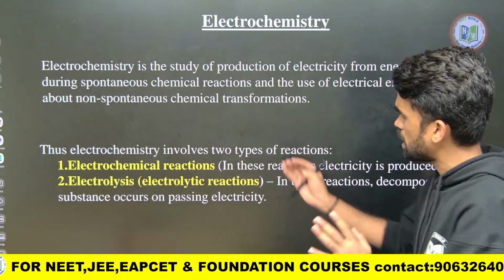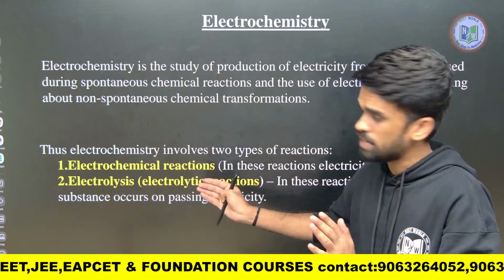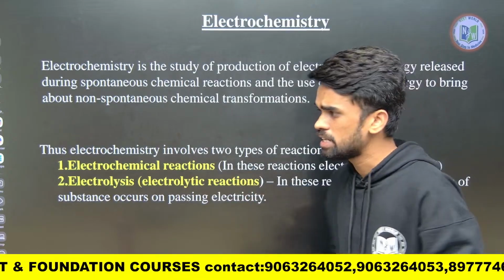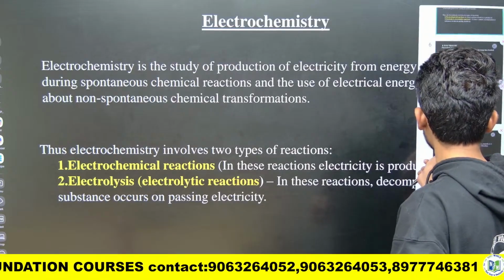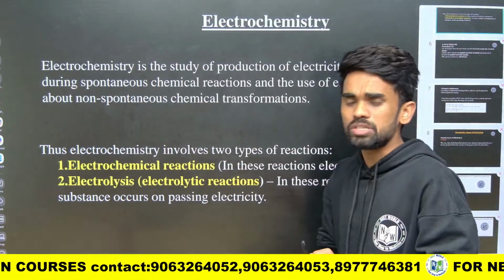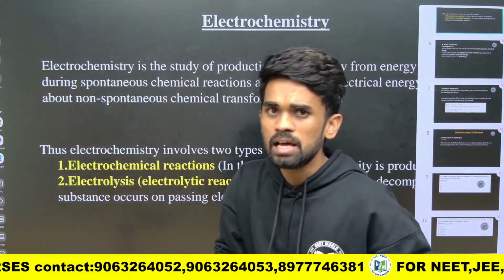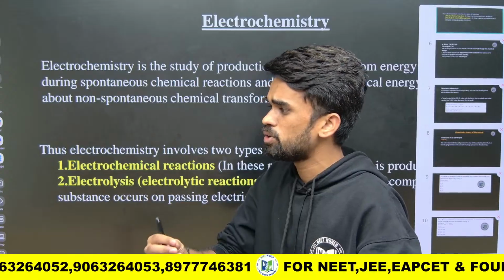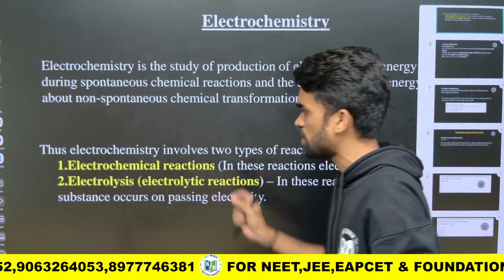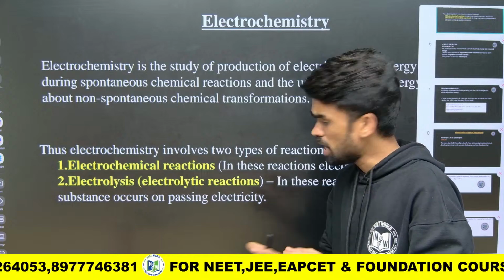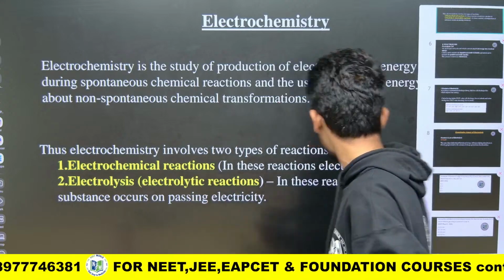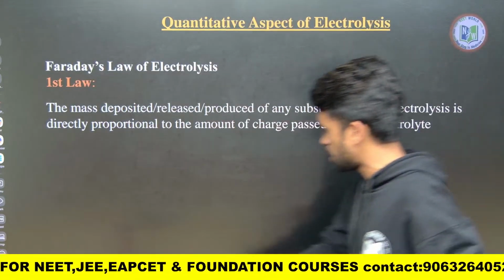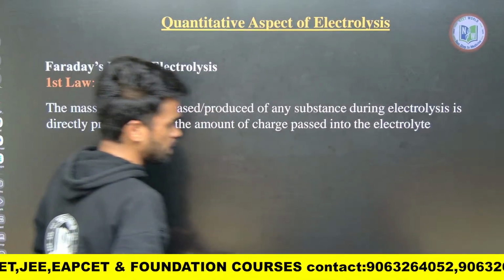We have discussed electrochemical cells, and yesterday we started discussing electrolysis and electrolytic cells, right? So what happens? A non-spontaneous reaction can be processed by using some external electricity. By passing electric current, we carry out a chemical reaction that is non-spontaneous. That is what we are seeing in electrolysis, right? So now let us look at the quantitative aspect of electrolysis, which we discussed in yesterday's class.